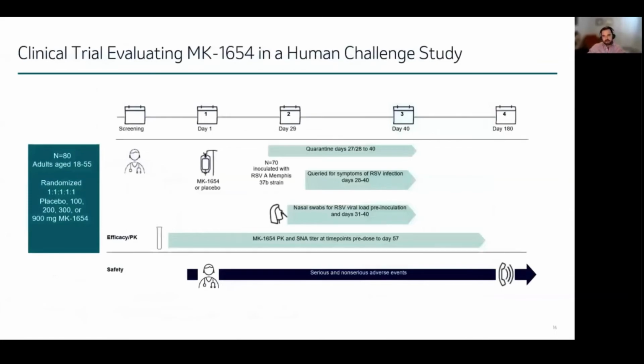This study was a double-blinded, placebo-controlled study where healthy adults were randomized to receive either 1654 at varying dose levels or placebo before challenge. And then following challenge, they were assayed for viral load in the nose and incidence rate of symptomatic RSV.